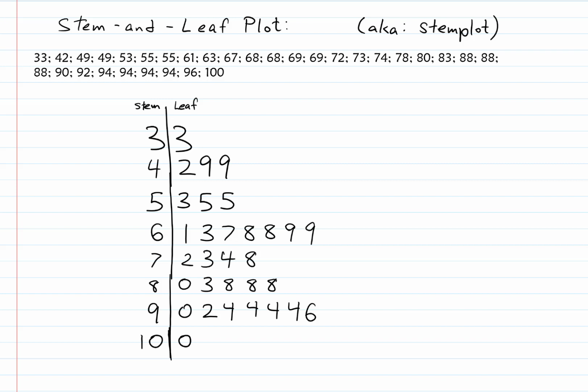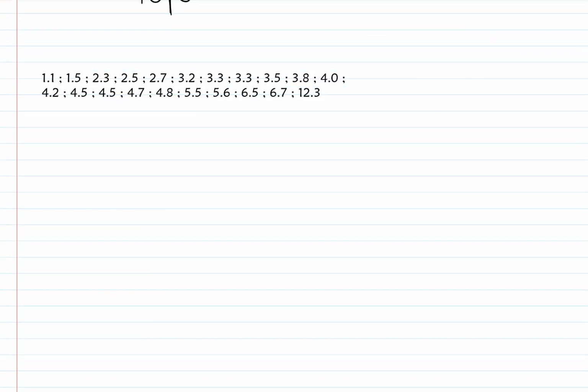Now the rules for making a stem plot are the same, no matter how big or small the numbers are, no matter how many decimal places there are, even if there's decimal points, the rules are always the same. Look at this list of numbers here. Okay. The first data point is 1.1, right? So what's the leaf? The leaf is the 1. That's the rightmost significant digit. The rest is the stem.